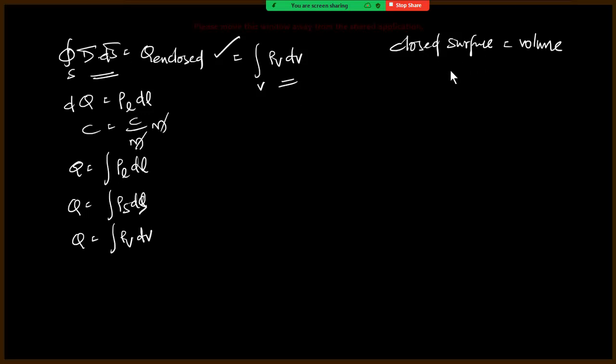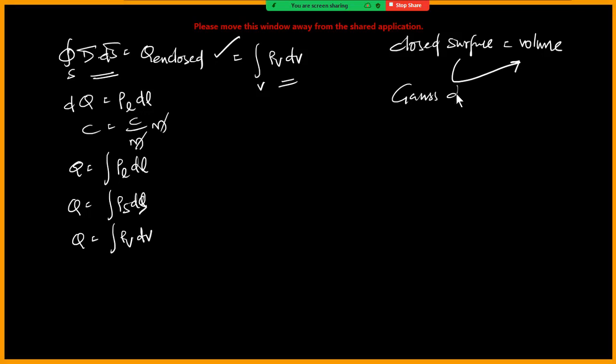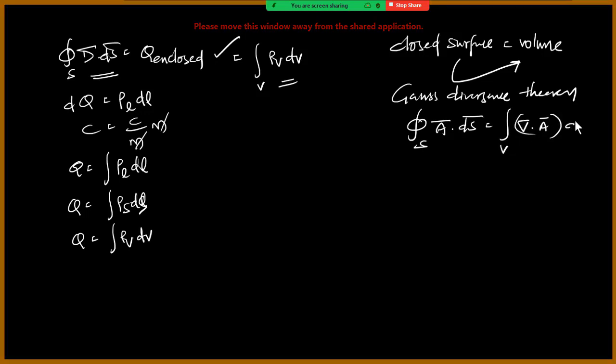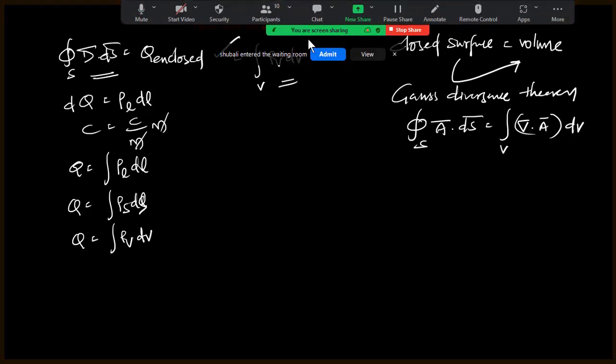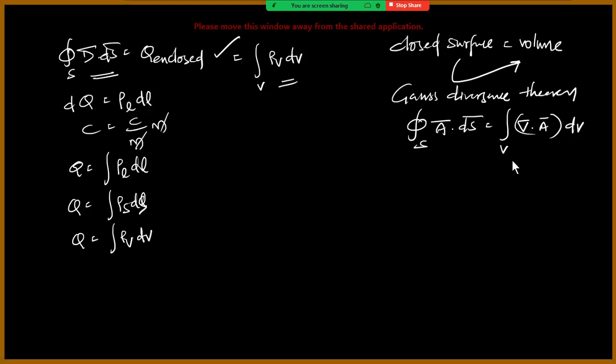So there is one thing we have: a closed surface can be equated to a volume by the Gauss divergence theorem. By using this theorem, the closed surface integral of any vector can be written as the volume integral of the divergence of that vector. From the Gauss divergence theorem we can convert the surface integral into the volume integral. The closed surface integral of A bar dot dS bar is equal to the volume integral of the divergence of A bar.